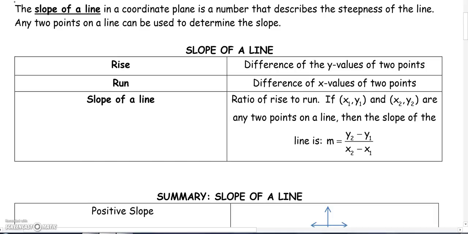First one is rise. Rise is the difference of your y values. Run is the difference of your x values. To find your slope, it's y2 minus y1 over x2 minus x1. This is what gets us our rise over run.